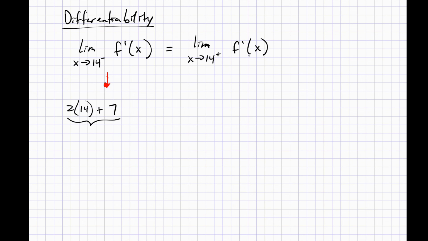Okay. So 2 times 14 is 28, plus 7 is 35. We're trying to see if that equals this guy here. So plug in 14 to the other equation. What do we get when we plug in 14 to the other guy? It's 20, right? It can't plug it in anywhere. It's 20. So they're not equal.